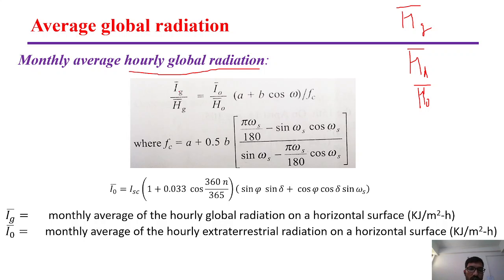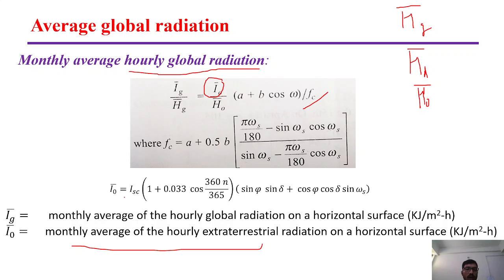So hourly global radiation is a function of Ig bar upon Hg. Ig is the monthly average of the hourly global radiation, and I naught is the monthly average of the hourly extraterrestrial radiation on the horizontal surface. Fc is the correction factor here. Omega again is the hour angle, and so we have to calculate the I naught. I naught is the monthly average of the hourly extraterrestrial radiation on horizontal surface.